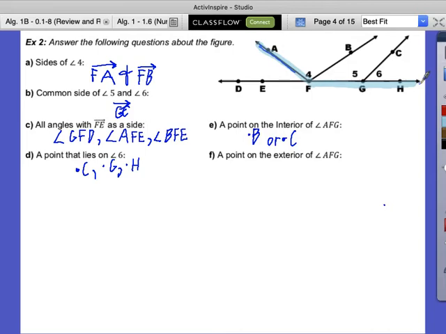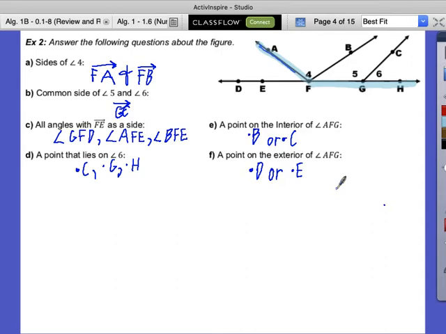Letter F, a point on the exterior of angle AFG. So we still have the same angle AFG, exterior being the outside. What would be a point on the exterior of this angle AFG that's highlighted? Point D, as in doggo. What's another one that we could do? Not H. H is actually on the angle. So you have point D was exterior. What's another point that's outside? Point E, as in elephant. Any question on this part?